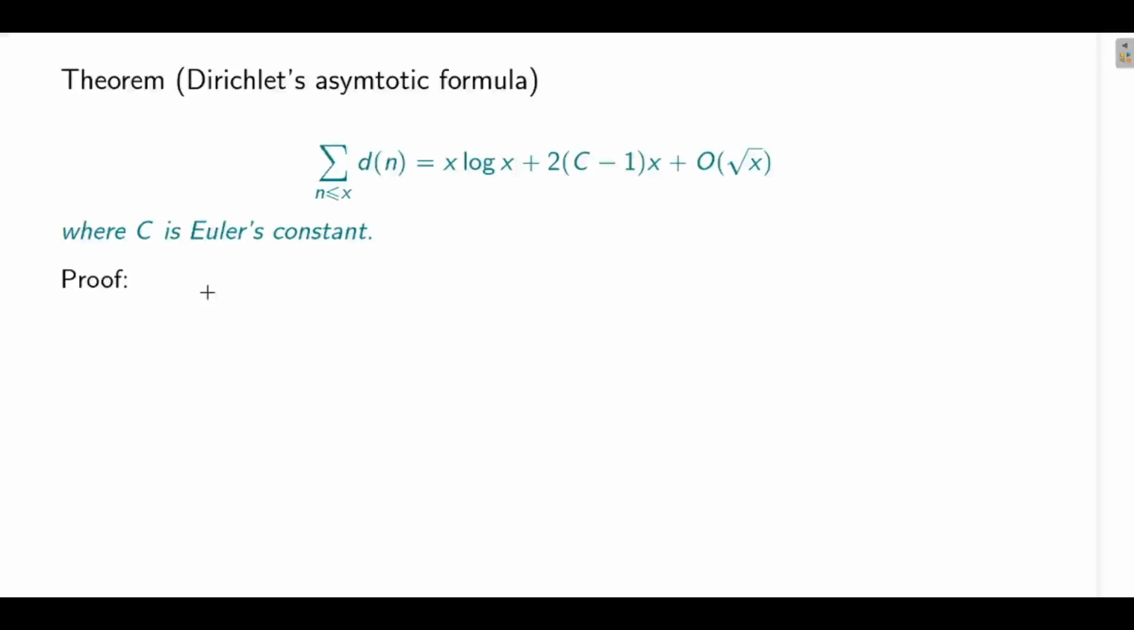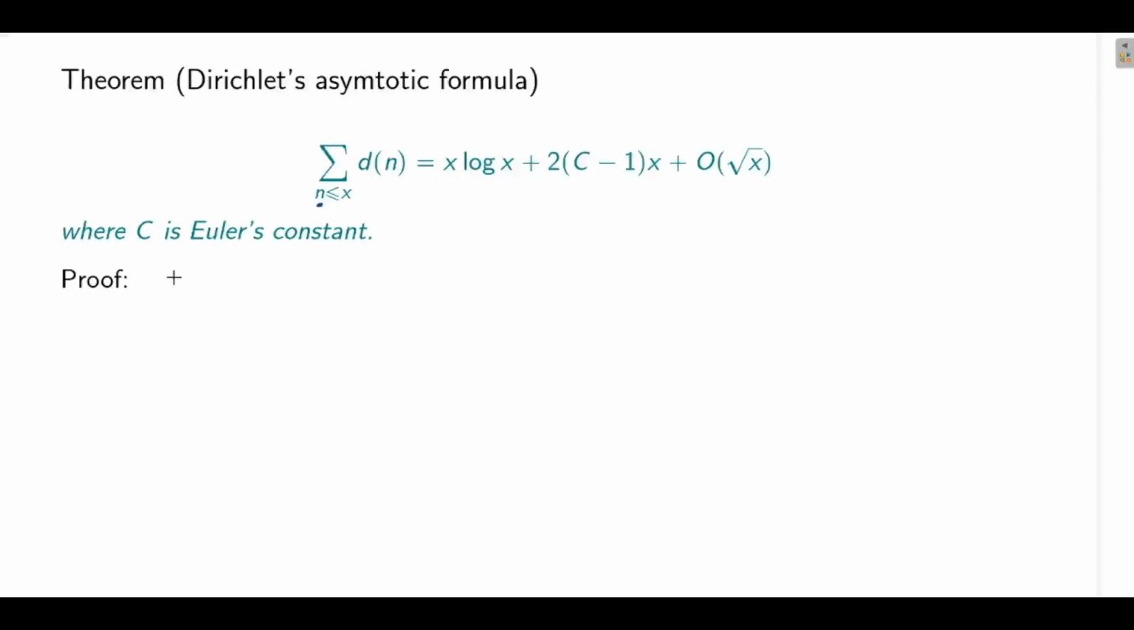Okay, one very interesting result is Dirichlet's asymptotic formula. Okay, so let's see what this states. Dirichlet's asymptotic formula tells us that summation n less than or equal to x, again, let me remind you here that n takes only natural numbers less than x, d of n, that is the number of divisors of n, will be equal to x log x plus 2 times c minus 1 times x plus big O of the square root of x. Let's see how to prove this.